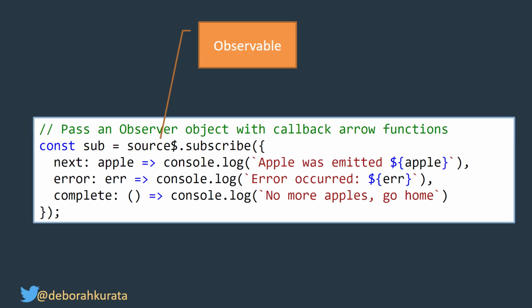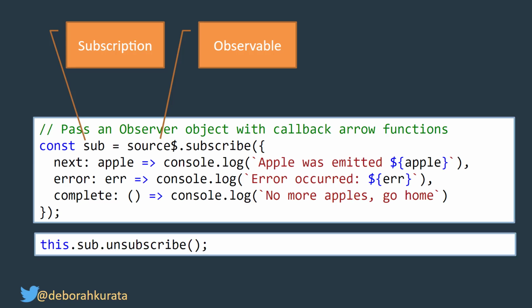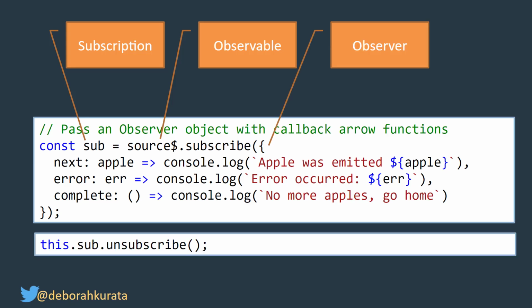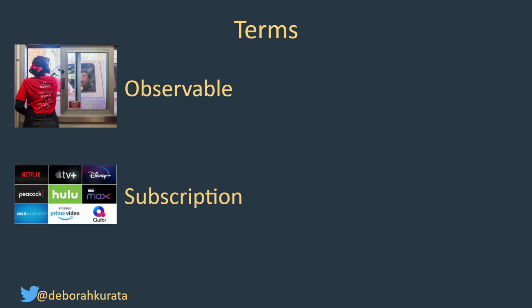Okay, so looking at our set of code then, our source$ is an observable. We have a dollar sign on the end of that to identify it as an observable, so that we can tell that it's not an array or some other kind of data structure. The subscription is what we get when we call subscribe. Then we can use it to unsubscribe, and then we're passing in our observer with our next, error and complete. All right, so those were our terms: observable, subscription, observer.